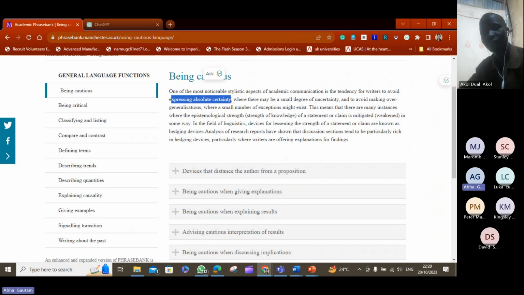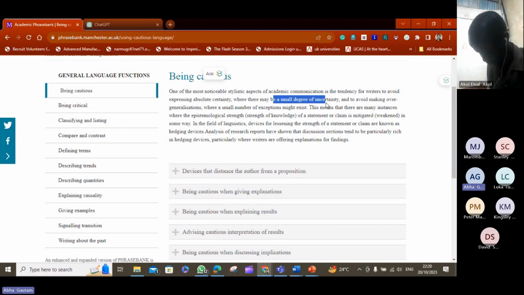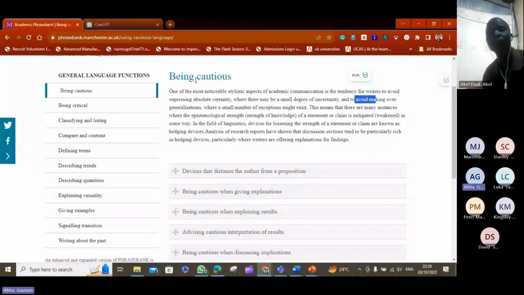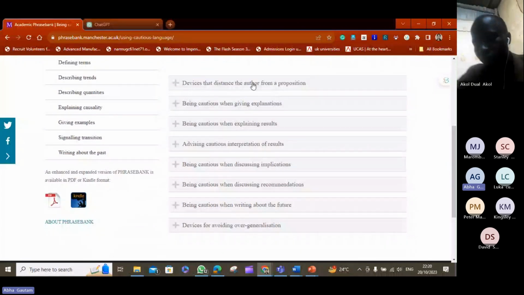Now, this is the very smallest example, but if you see the wider picture, the big picture, sometimes you have to be very, very politically correct. If you are a media reporter, you should not put your opinion in it. You have to be very, very careful about the facts and figures which you are portraying. So there may be a small degree of uncertainty. So in order to avoid that, you can be cautious. And for that tone of writing, you can use these phrases.